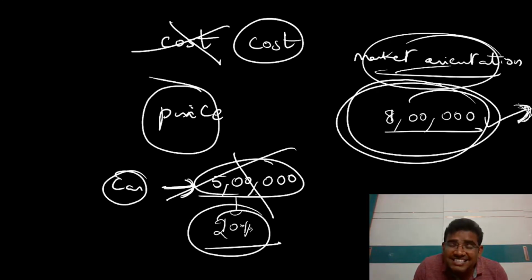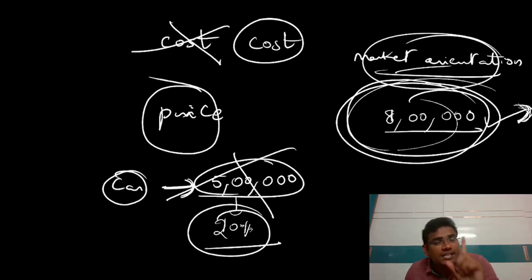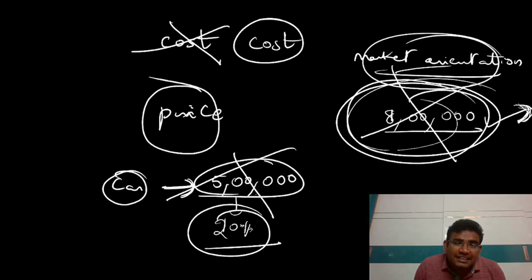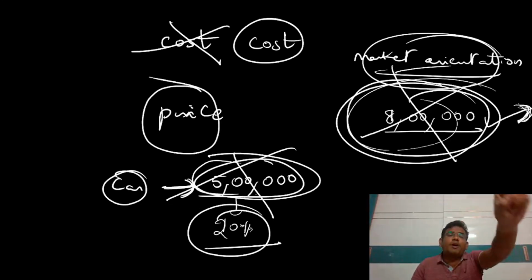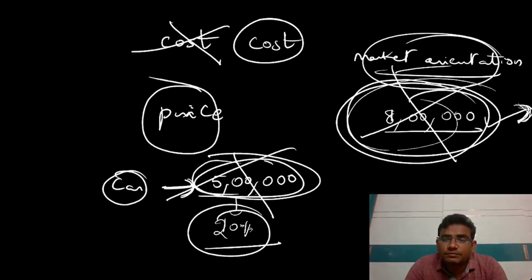And if you are deciding the price like that, it is called market orientation. And if you are not looking at the market, if you are looking only at your cost, then it is called cost orientation. Is my point clear to all of you?